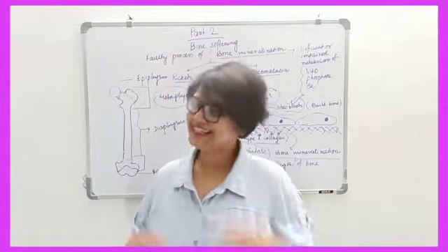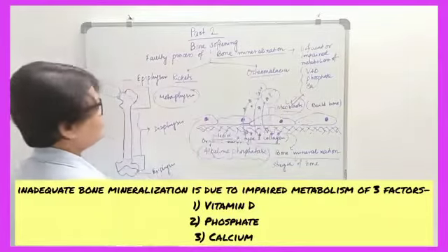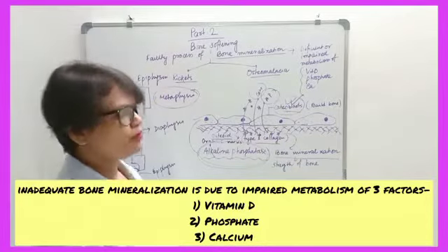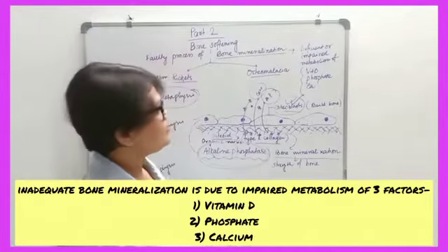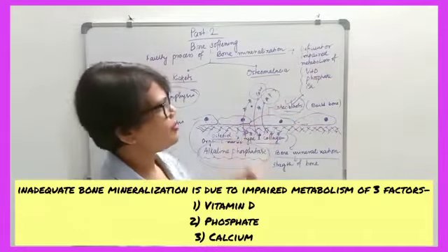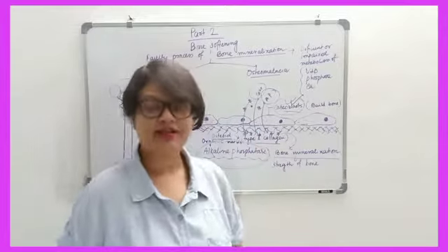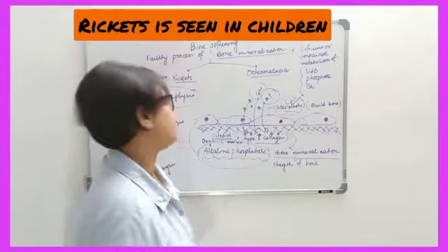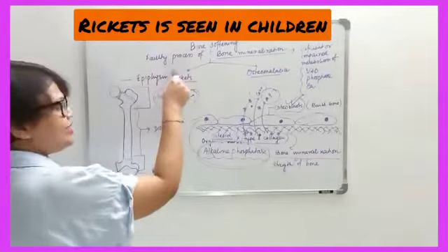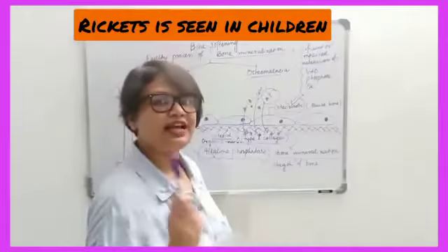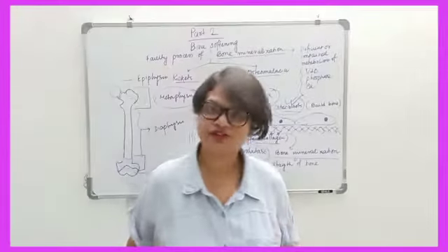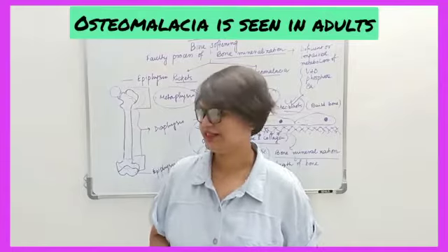So let's get started. Now, the cause of the faulty process of bone mineralization is due to deficient or impaired metabolism of vitamin D or phosphate or calcium. We all know that. And the consequence is either rickets in children or osteomalacia in adults. So rickets in children and osteomalacia in adults.